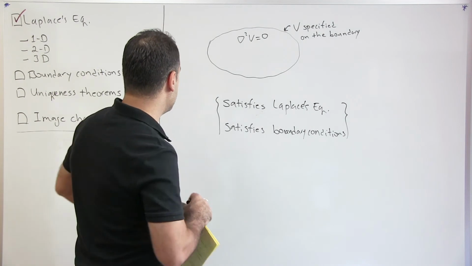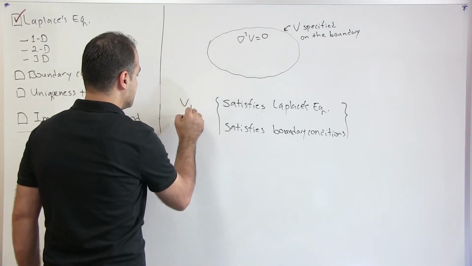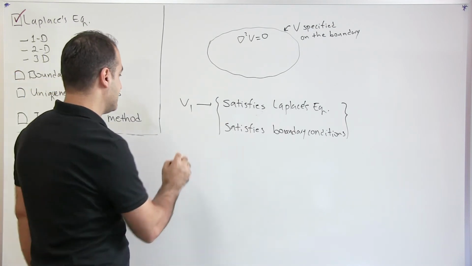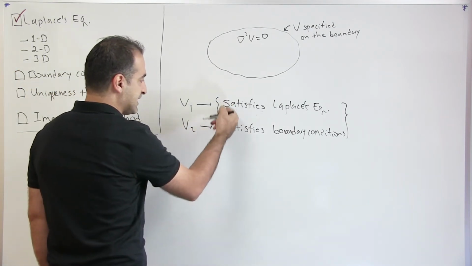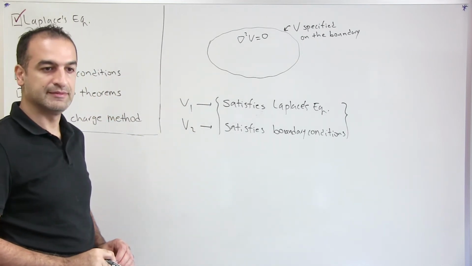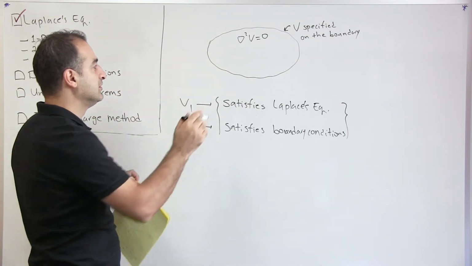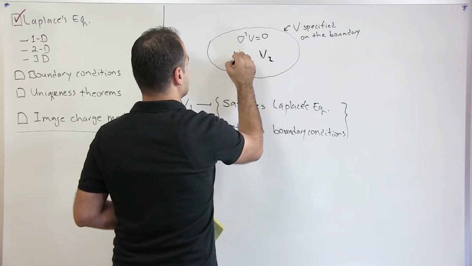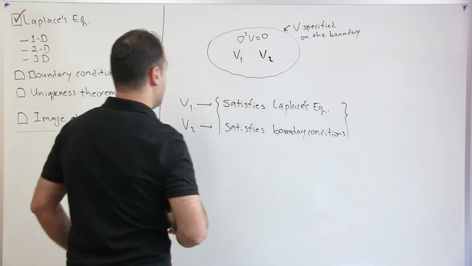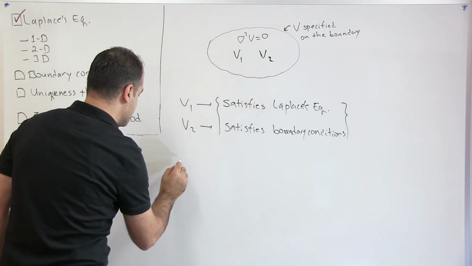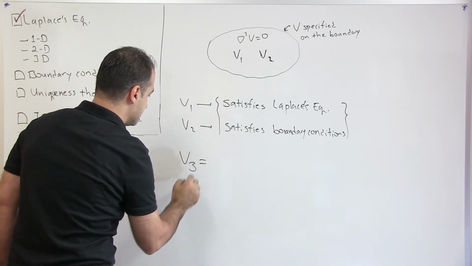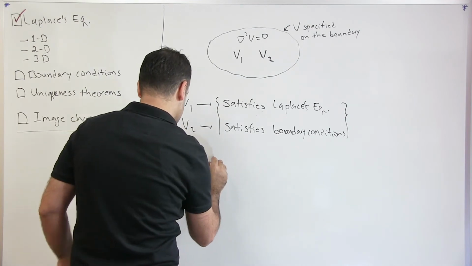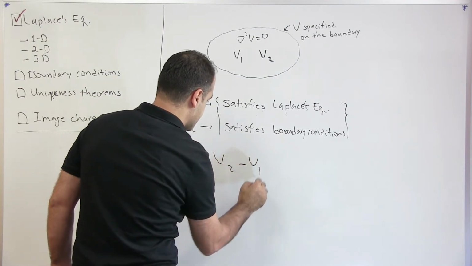Now imagine V1 having that feature, and suppose there's another one. Another solution V2 satisfies both of these as well. So imagine we have two solutions, V1 and V2. Now if we have two solutions, I'm going to look at V3, which is the difference between V1 and V2. I'm going to say V3 is V2 minus V1.